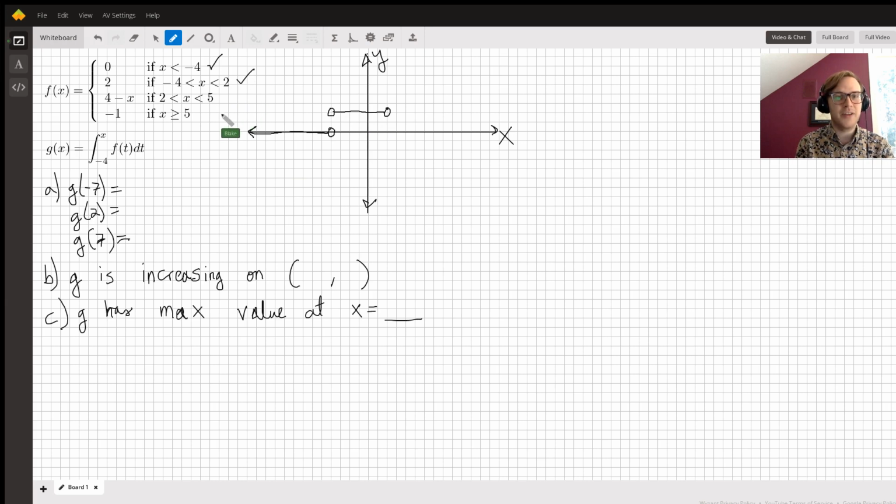So that part's done. The next part is 4 minus x if 2 is less than x, which is less than 5. So this is definitely the equation of a line. All we need to do is evaluate the endpoints of the interval, plot those points, and then just draw a line between.